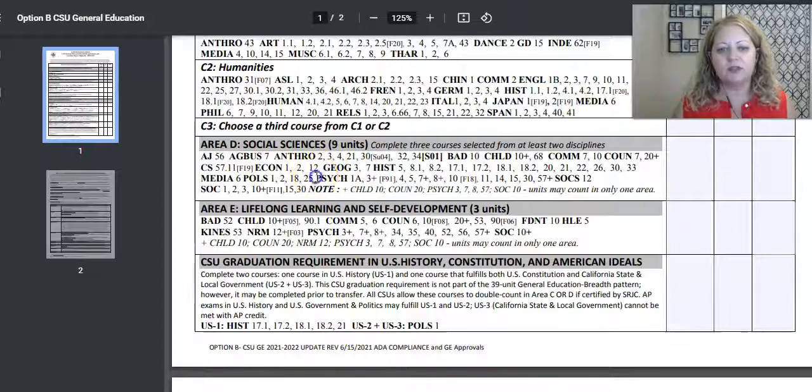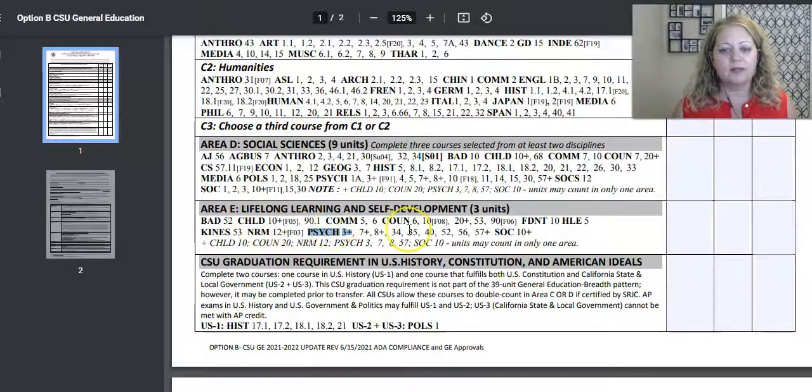So what that means is you're not going to take all 3 classes in psych. You can take 2 classes in psych to apply to that area and then take something else like an anthro or something. The plus sign means that that course is somewhere else on the GE sheet and it only counts once. So Psych 3 is also in Area E, but you would only apply the credit to Area D or E, not both. And then Area E is lifelong learning and self-development.